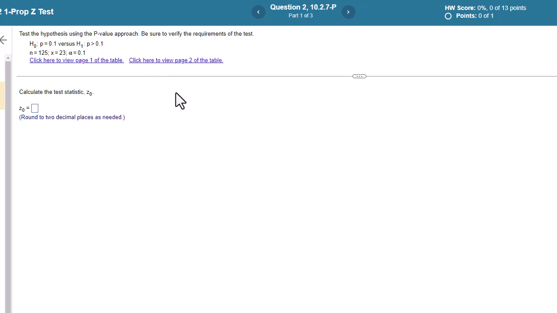Test the hypothesis using the p-value approach. Be sure to verify the requirements of the test. So H0, the null hypothesis, is p equals 0.1, versus H1, we often use HA, p is greater than 0.1.